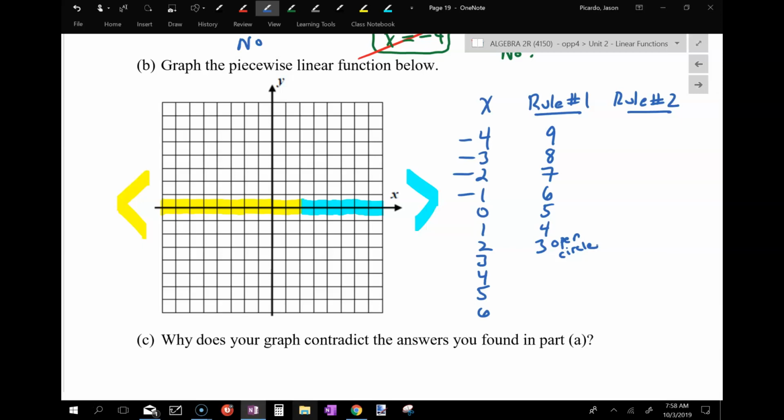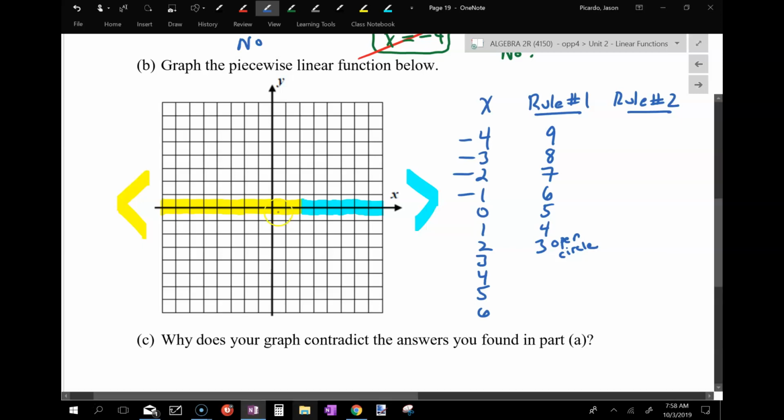All right, so if I plotted all those points, guys, what would I have? I would have -4, 9. 1, 2, 3, 4, 5, 6, 7, 8, 9. That's off the grid, so we'll go -3, 8. And at 2, 3, there's my what? There's my open circle, right?